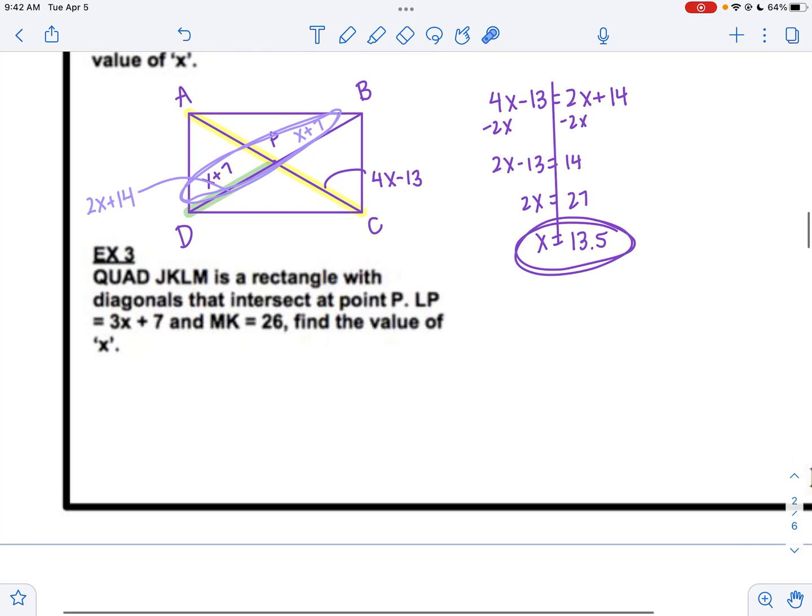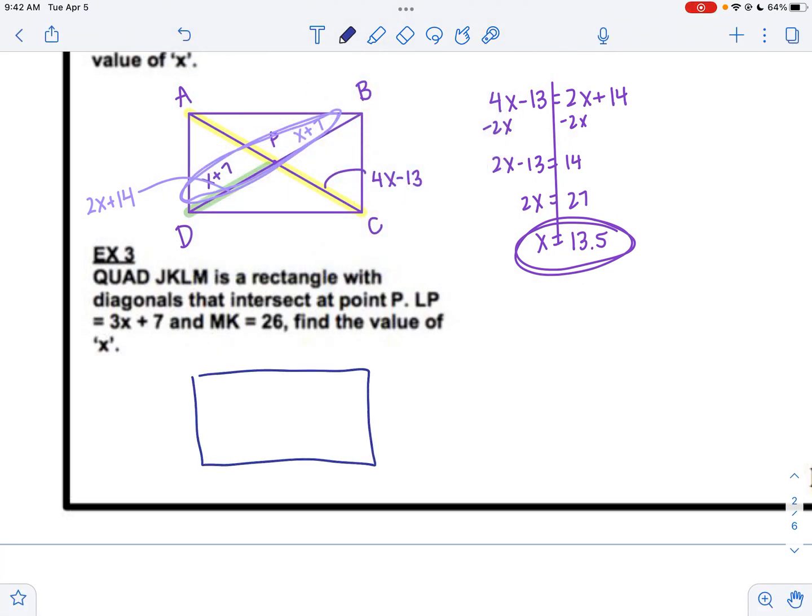So let's take a look at one more rectangle. If I have quadrilateral JKLM, I'm going to give you a minute. Think, how would you draw this picture? I know it's a rectangle, but where would I put those letters? And you should get JKLM right there. So hopefully you got that. Okay, I have two diagonals that intersect at point P.